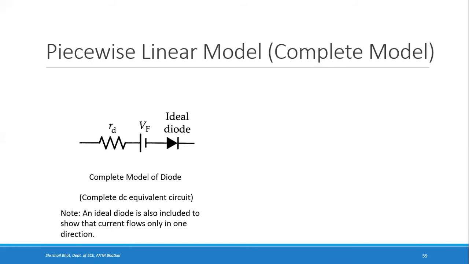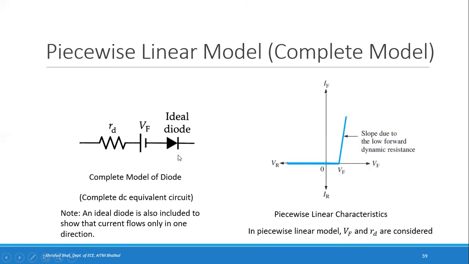So this is the complete model or the complete DC equivalent circuit of a diode. What we have said is, in place of the diode, we are using this Vf. That is, it has a forward voltage drop Vf along with a series resistance equal to the dynamic resistance of the diode. And what this ideal diode is doing here is only indicating the direction. This is the model, and this ideal diode indicates the direction of the current. That means current flows only in one particular direction and not in the reverse direction. The characteristic comes like this. This is called the piecewise linear characteristic. Here both Vf and Rd are considered.